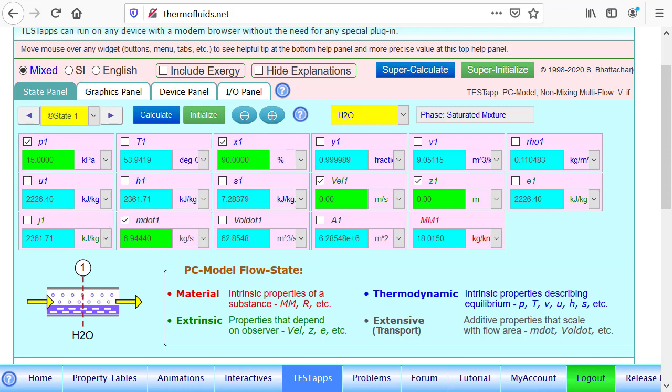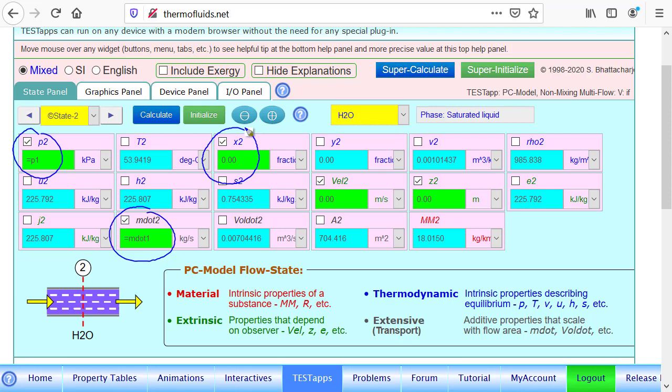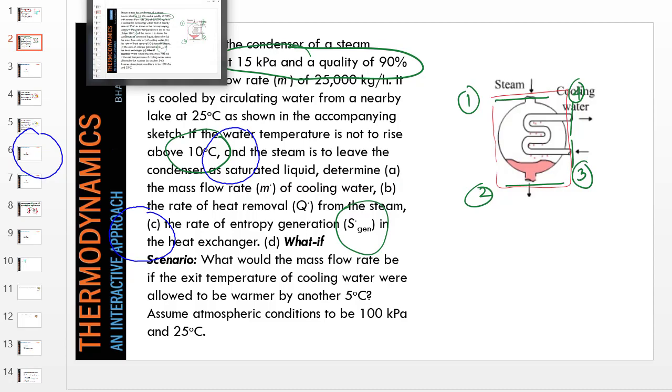Let's go to state 2, the exit state. Obviously the mass flow rate doesn't change, the same flow going out. Pressure doesn't change; we'll assume no friction in the condenser. And the quality at the exit is 0, that is a saturated liquid. Remember, state 1 is steam coming in, and state 2 is the exit where it has been condensed into saturated liquid water.